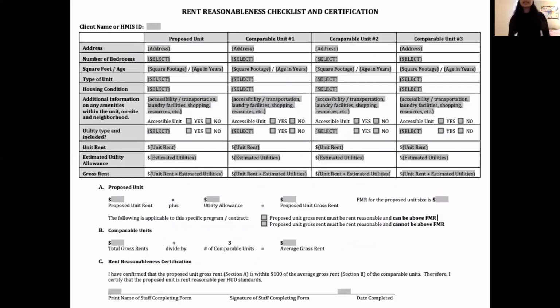So here you'll see that in Part A, you would calculate the proposed gross unit rent. In Part B, you would calculate the average gross rent of the 3 comparable units. And in Part C, you would have to confirm that the proposed unit's gross rent is within $100 of the average that was calculated in Part B.